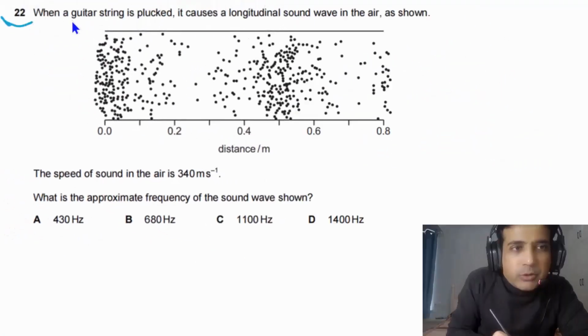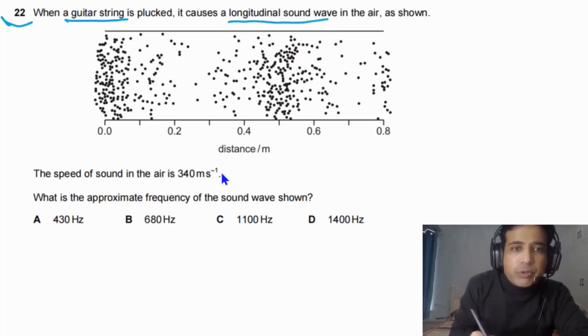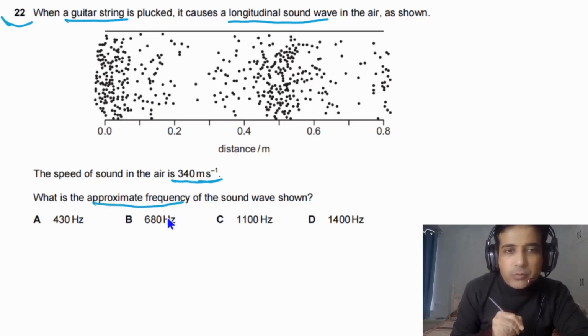For question number 22, it is given to us that when a guitar string is plucked, it causes longitudinal sound waves in the air, as shown in this figure. The speed of sound in air is given, equal to 340 meters per second, and we need to find the approximate frequency of the sound waves.